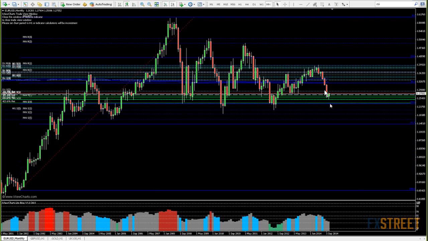So again, you can see that 50% is actually coming up here. So that 50% is a real pivotal point. Actually, we're now a little bit higher than I thought. So when we do break these lows here, the 61.8.